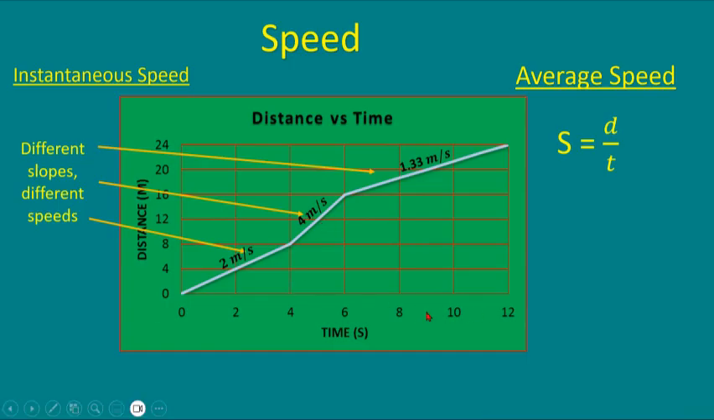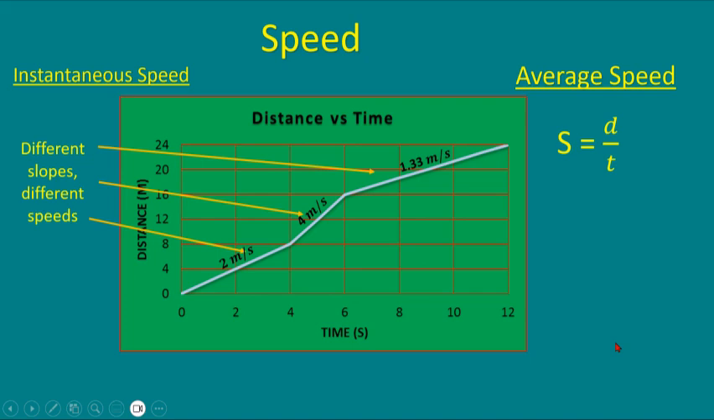So again, if you were asked a question like what was the speed at 9 seconds, you would just come over to the graph. 9 is somewhere between 8 and 10. And so it would fall on this line. The slope of that line is 1.33. So the answer would be at 9 seconds, it was moving 1.33 meters per second.